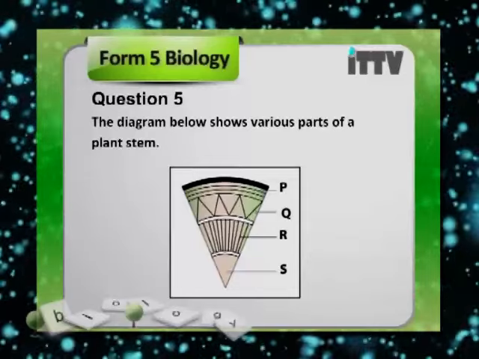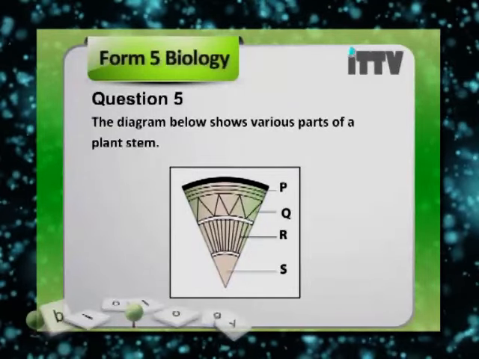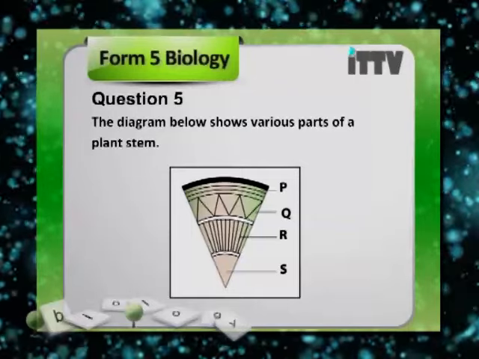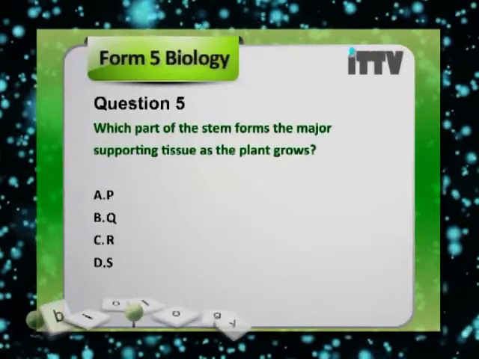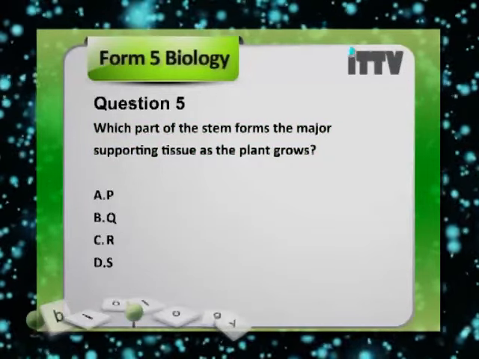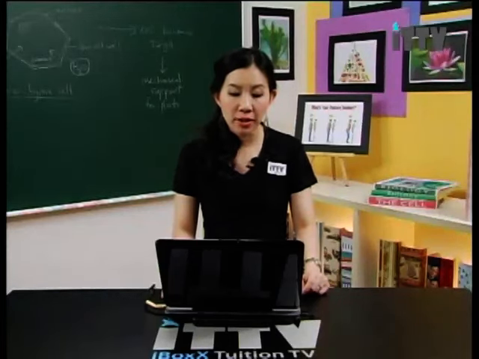Let's look at the following question. Now, the diagram below shows various parts of plant stem P, Q, R, S. Which part of the stem forms the major supporting tissue as the plant grows? So what do you think is the answer? Do take some time to think about it.